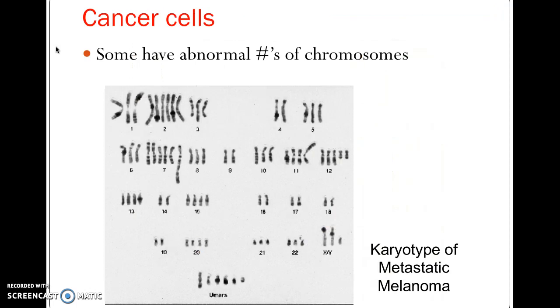One way of determining whether or not a cell is cancerous is by looking at the somatic body cells. When we look at this karyotype, you can see chromosome pair should be 2, but there's 3. Chromosome 2 should be another pair, and there are 6 chromosomes there. So there's a lot more chromosomes than 46 present. This is an example of metastatic melanoma, which is a type of skin cancer.